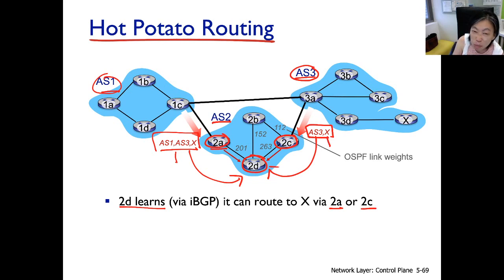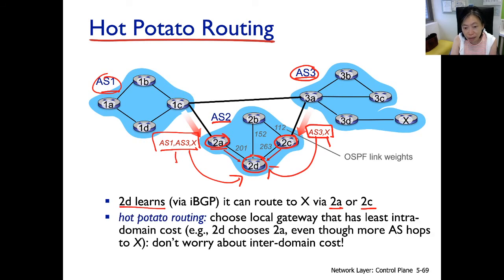Assuming 2D skips the shortest AS path phase and goes straight to the closest next hop router phase, then we'll do this. For this path, next hop router is 2A. For this path, next hop router is 2C. 2D will consult the intra-AS routing again to find out, is 2A closer or 2C closer? If you see the scenario, 2A's distance to 2D is only the link cost between 2A and 2D, which is 201. Distance between 2D and 2C, however, is 263. So 2D is going to choose 2A to forward the packets to. So it's going to choose AS1, AS3, and X, this other AS path, which is actually longer than the other one, to pass the data.